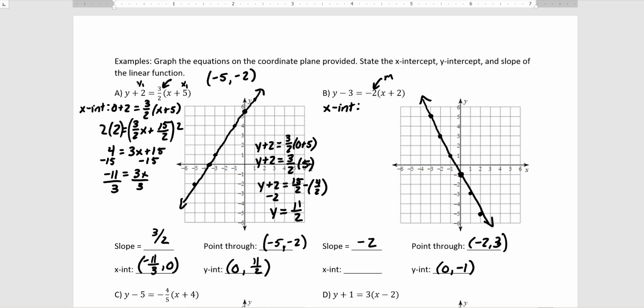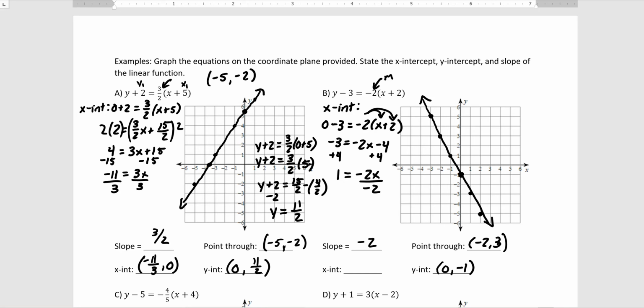To find my x-intercept, I'm going to set y equal to 0, so I'll have 0 minus 3 equals negative 2 times x plus 2. So I'll have negative 3 equals negative 2x minus 4. Remember, we've got to distribute that negative 2 into both of those. I'll add 4. Negative 3 plus 4 is 1 equals negative 2x.